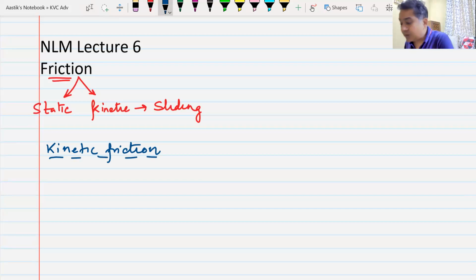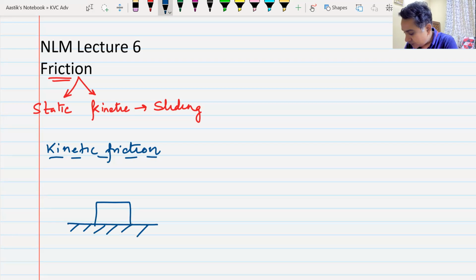Kinetic friction. Now, as I always told you, whenever you keep two bodies in contact, the two bodies will exert forces on each other. That force is known as your contact force. Yes or no? Now, this contact force can be resolved into two components. We have seen the first component.